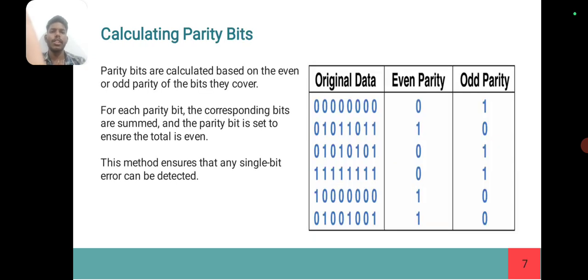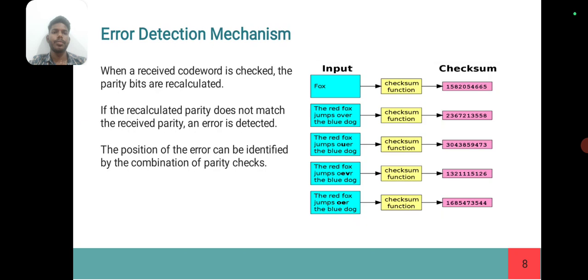Calculating parity bits. Parity bits are calculated based on the even or odd parity of the bits they cover. For each parity bit, the corresponding bits are summed and the parity bit is set to ensure the total is even. This method ensures that any single bit error can be detected. Here is the original data, even parity and odd parity.